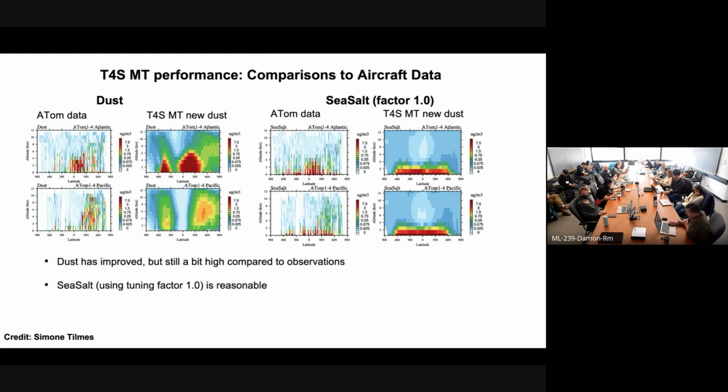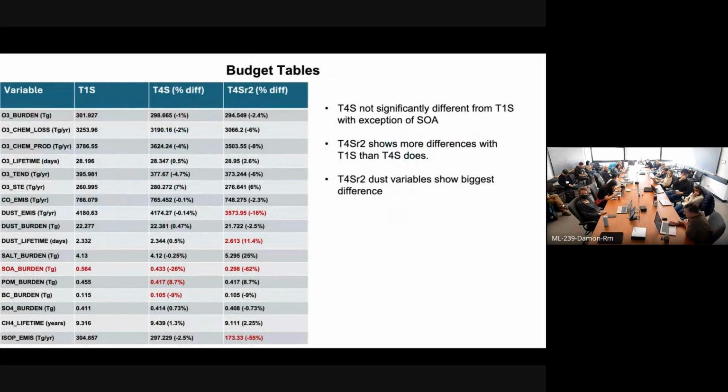And then here's dust and sea salt, and this shows that in the beta 04 tag, dust is improved, but we're still a bit high compared to observations, and the sea salt is reasonable. And lastly, this is just a table of some of the budgets for a few species we looked at: ozone, CO, some of the aerosols.